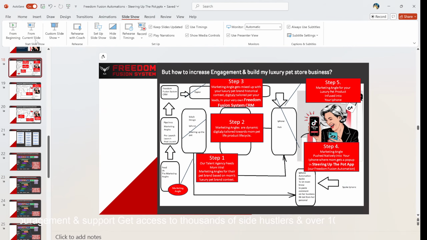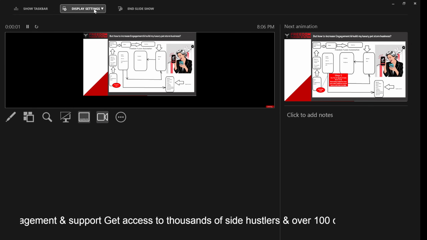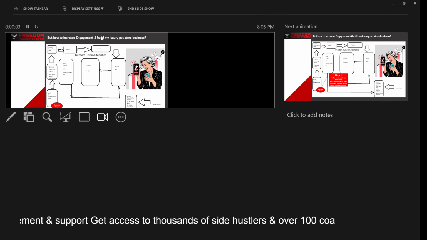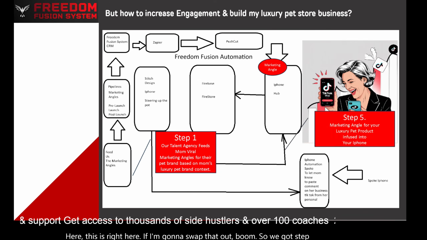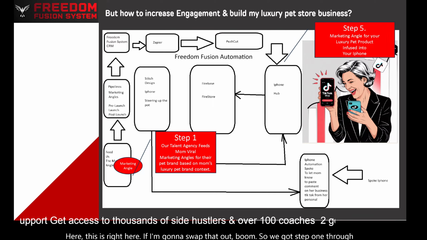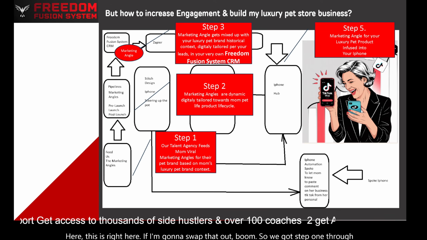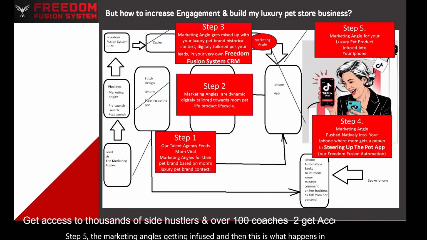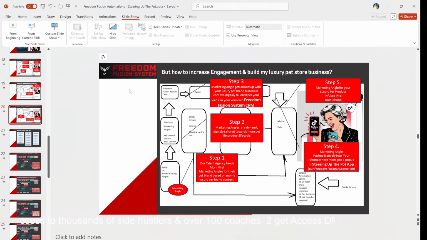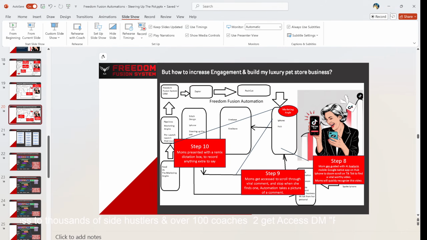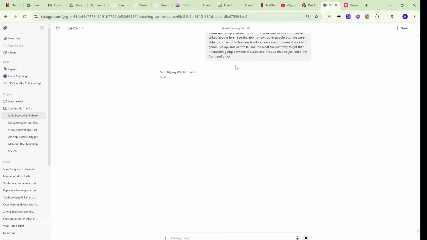So we got a bougie boss mom over here. If I'm gonna swap that out, boom. So we got step 1 through step 5, the marketing angle is getting infused, and then this is what happens in between. Those steps are very easy to execute, but we're executing them in the process of building the entire AI avatar structure.